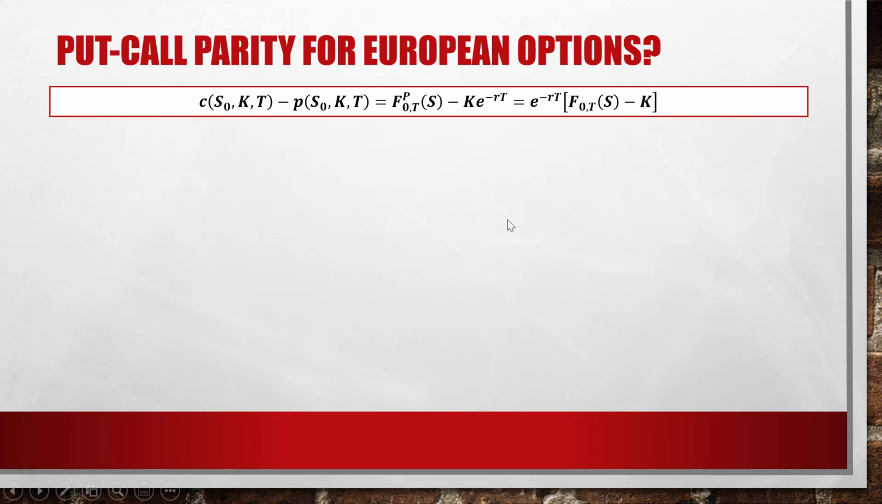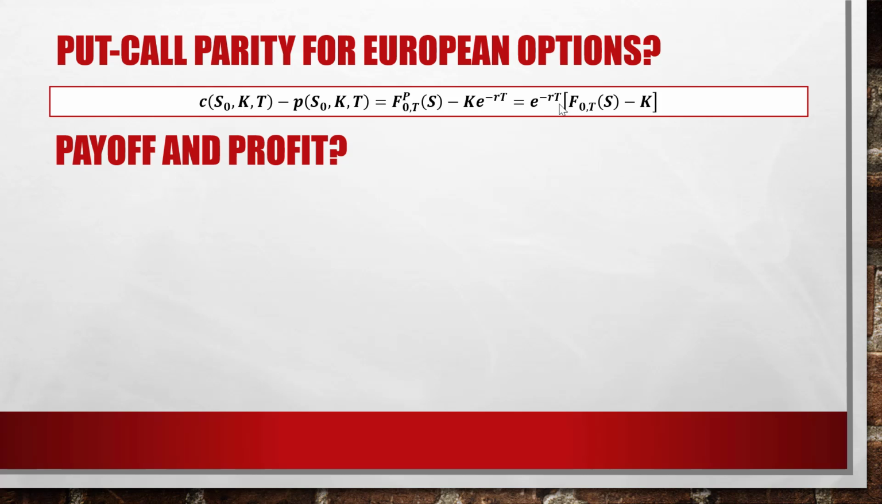Remember that F0,T here is the forward price, and F0,T with the letter P on top is the prepaid forward price. It's basically just the price at time 0, and this is the price at time T. So in order to move an amount of money from time T back to time 0, we have to multiply by e to the minus rT.